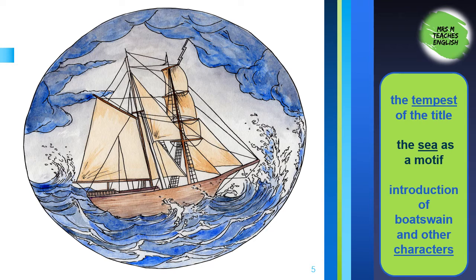The first characters we meet are the boatswain and the shipmaster. Please note the pronunciation here. The word might look like "boat-swain", but is pronounced "bosun". The boatswain's job is the general running of the ship, and he reports to the captain or the shipmaster.